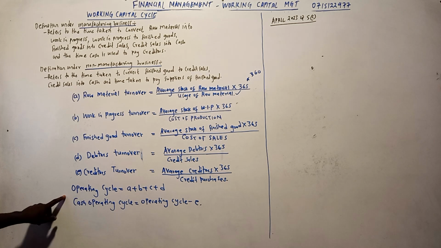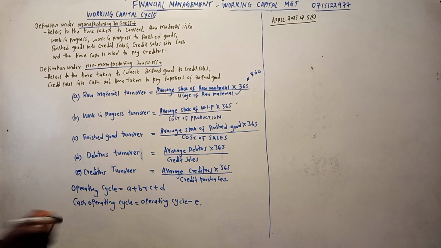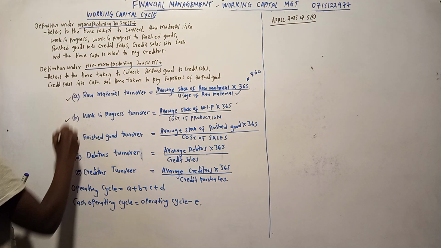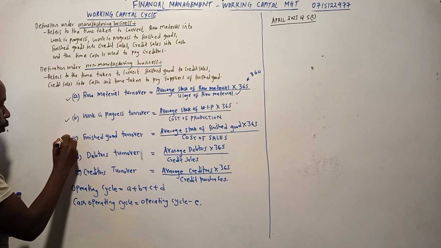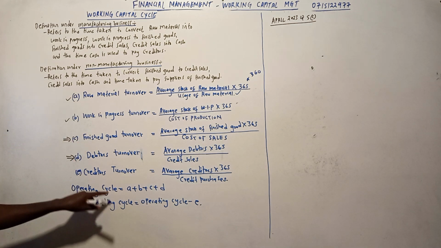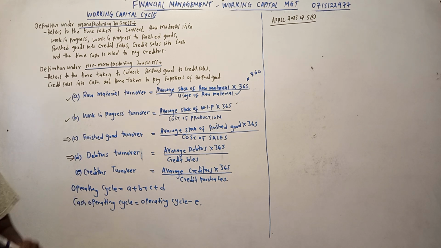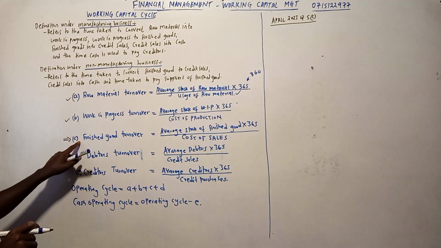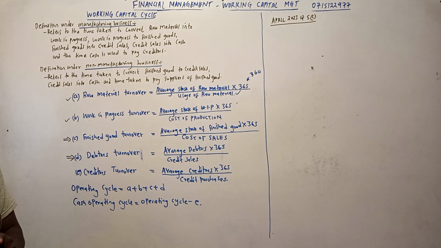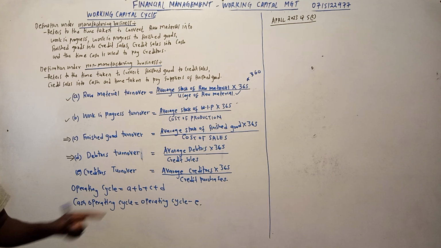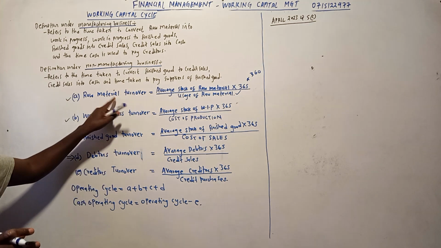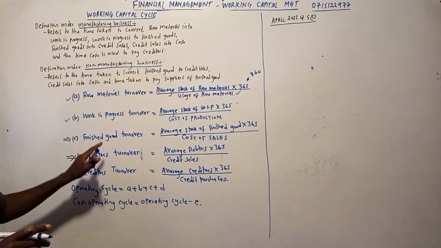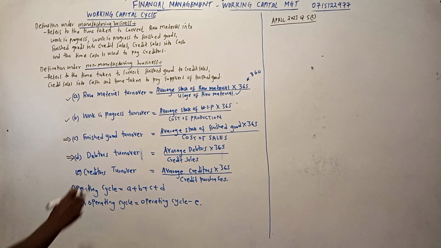Now operating cycle in this case, we start here. This question doesn't have raw material or work in progress, it only has finished good. So our operating cycle will be C plus D only. Reason why, because we have the inventory, and this inventory is assumed to be finished good because we don't have raw material. So we are going to start from here, finished good.